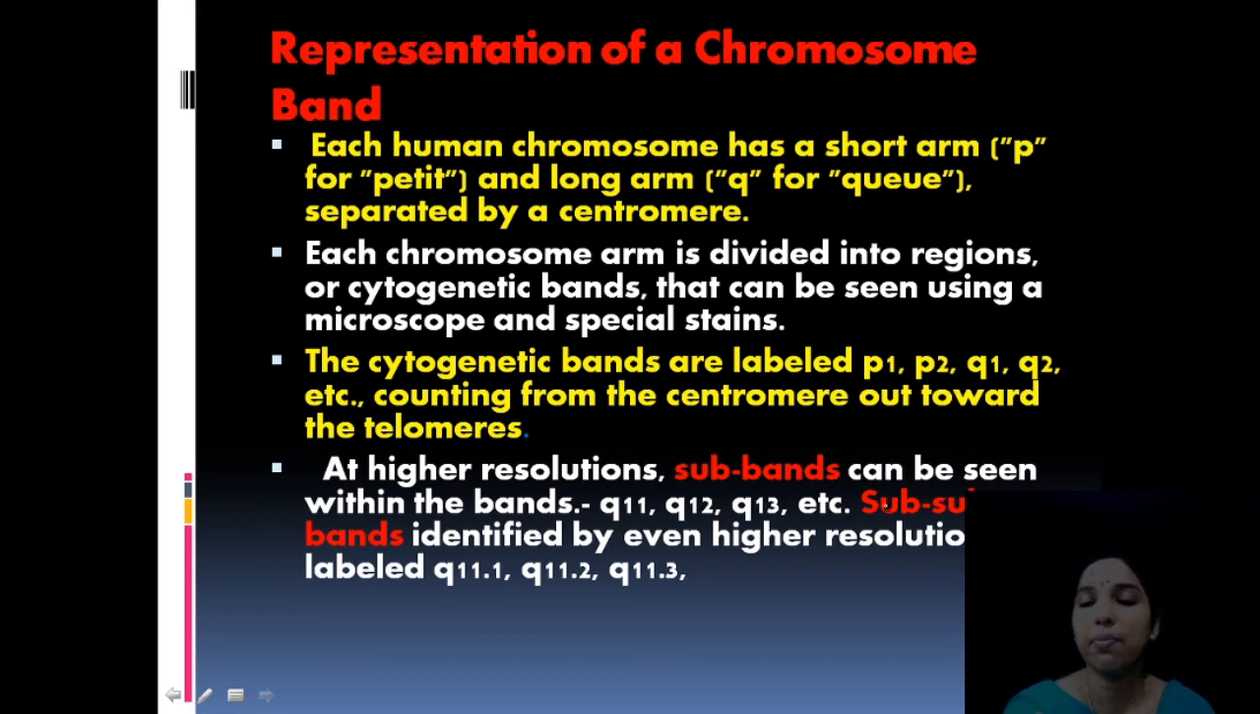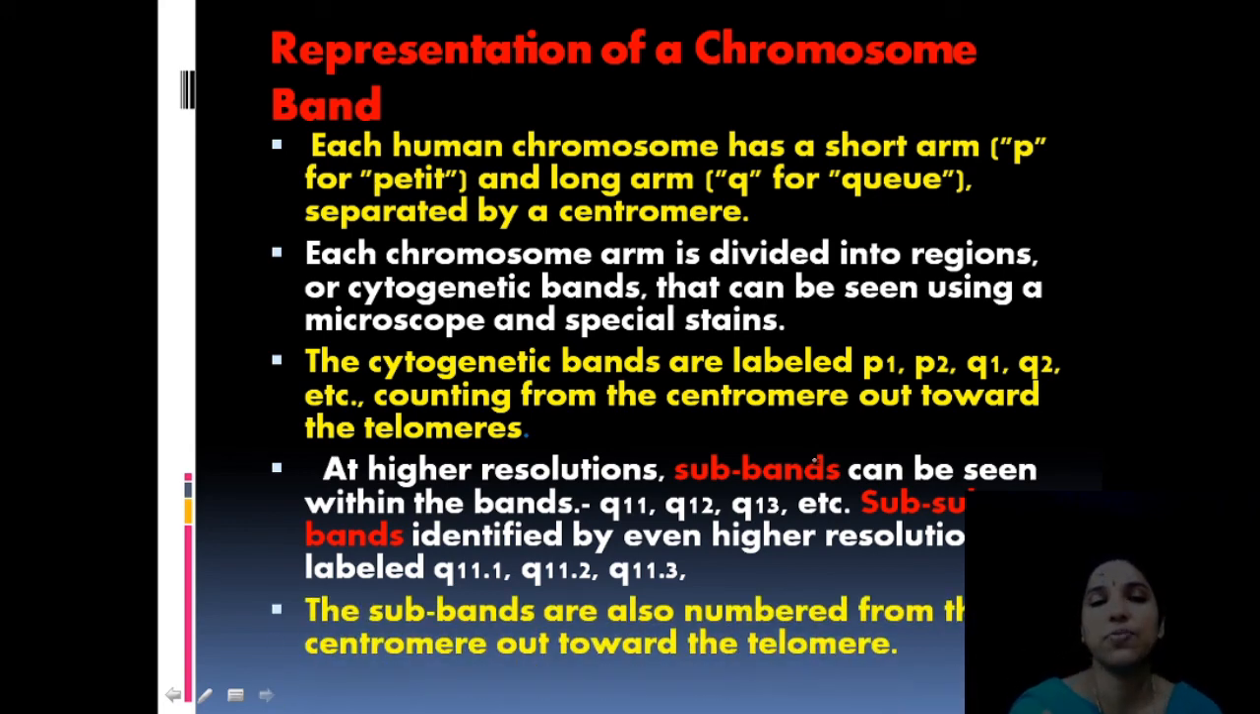Then sub-sub-bands are also available, which you can write as Q11.1, Q11.2, Q11.3, likewise. So, a chromosome has a P arm and a Q arm, the P arm has bands, that is band 1, 2, 3, etc. This band 1 again has sub-bands, which again have sub-bands likewise. So, when you observe under high resolution, you can observe sub-bands and sub-sub-bands. So, how will you write it? See, sub-bands are numbered from the centromere out to the telomere. Okay.